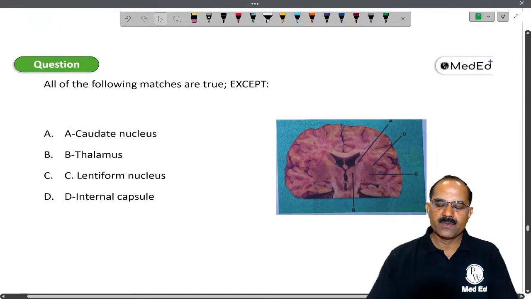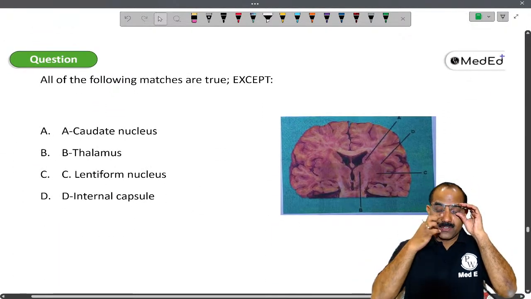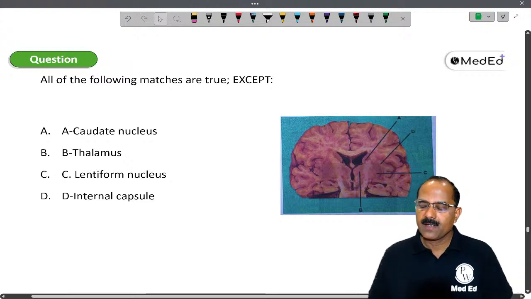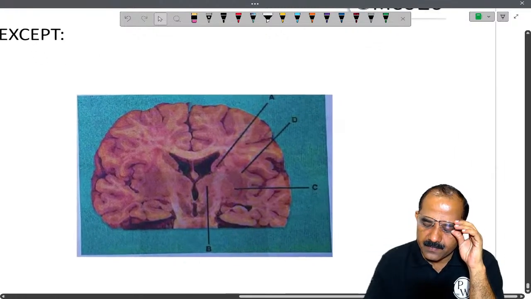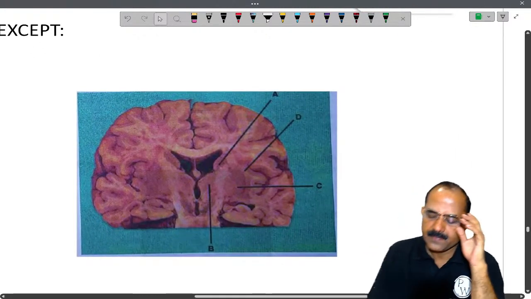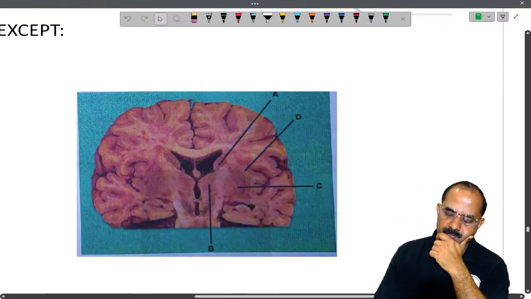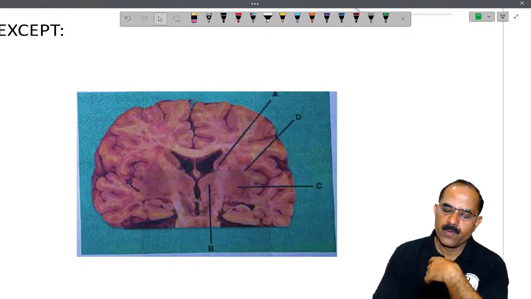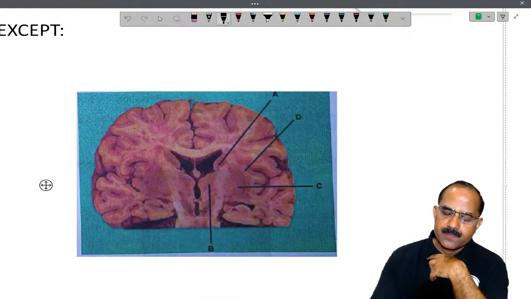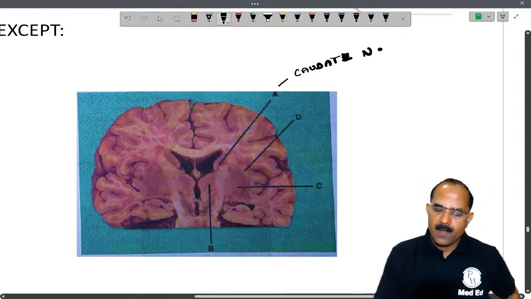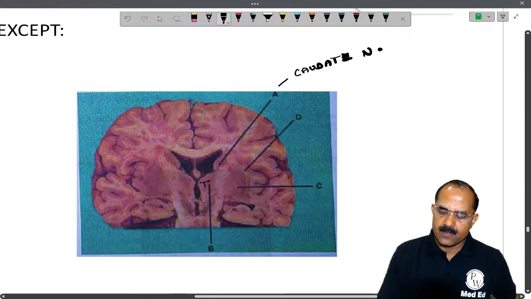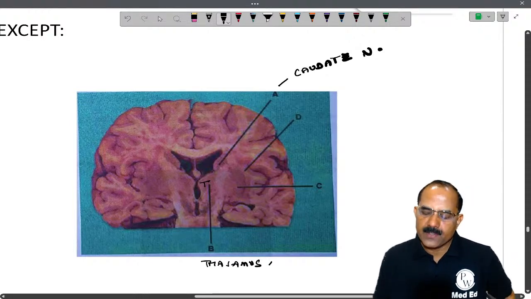Coming to the next MCQ, answer this. All the following matches are true except. कोई बोल सकता है? What is A? A कौन है? A is caudate nucleus. B कौन है? This is thalamus. B is thalamus, right?